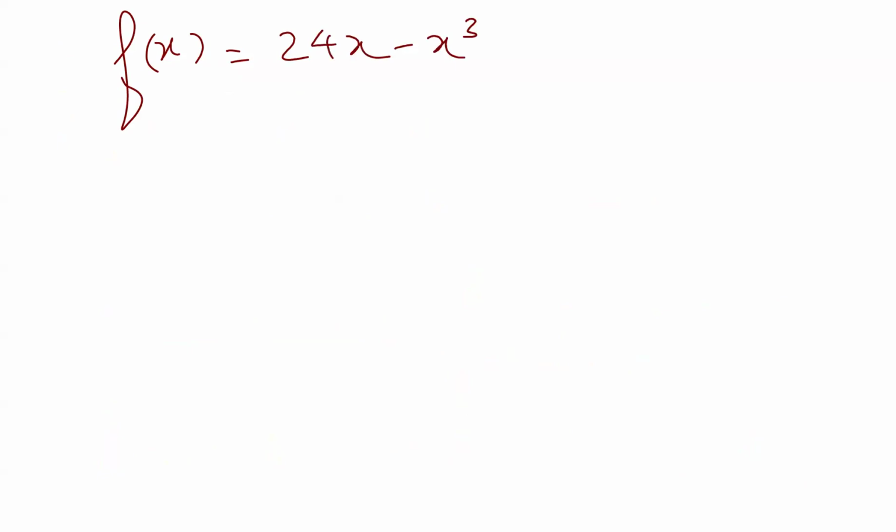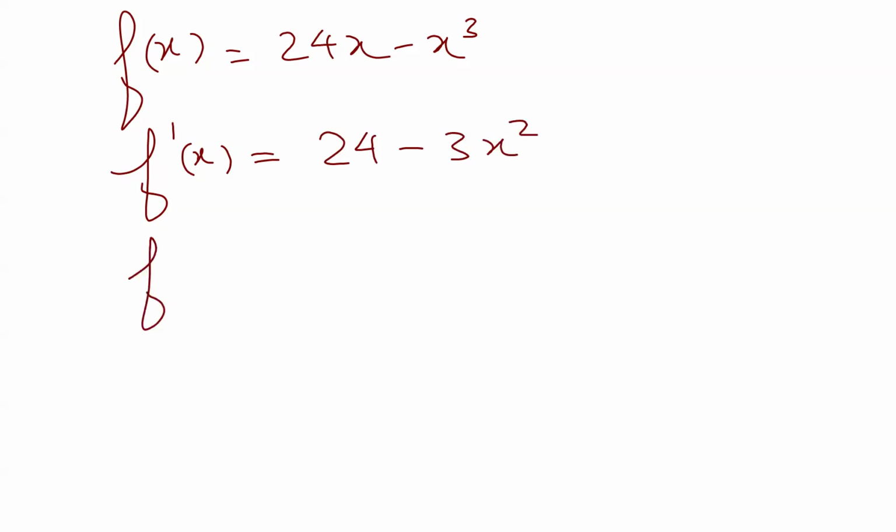So I'll take f of x as 24x minus x cube. f dash x, you know the steps, right? In maxima minima problems, always calculate the first order derivative, that is f dash x, then the second order derivative, that is f double dash x. So the derivative of 24x minus x cube is 24 minus 3x square. Now f double dash x, the second order derivative, is d by dx of the first order, so the derivative of 24 minus 3x square will be minus 6x.